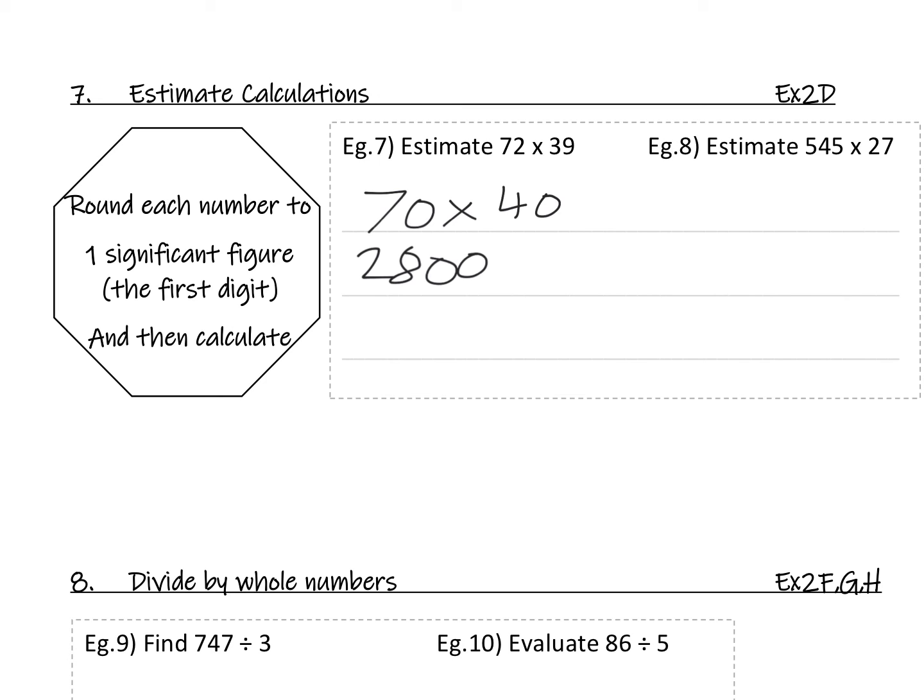In example 8, we've got 545 times 27. 545, you can see the first digit is in the hundreds column, so we round that number to the nearest 100, which should be 500. 27, the first digit is in the tens column, so we round that number to the nearest 10. Again, hopefully you should see it's a simple calculation because we've only got one digit that's not 0 in each number, so we can multiply them. 5 times 3 is 15, and then we've got 3 zeros afterwards, so the answer is 15,000.